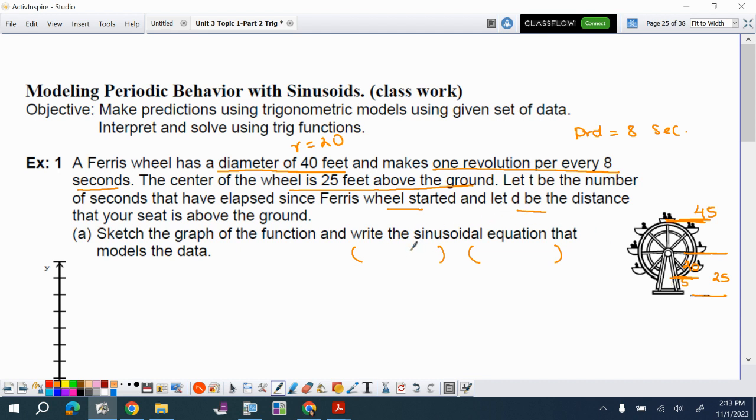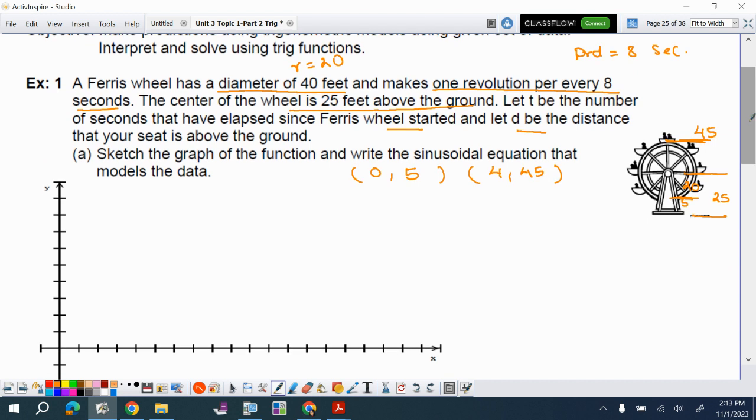Assume that at t equals 0, you are sitting in the lowest seat, which is 5. And 8 seconds later, you are back here. But halfway through, you are at the highest point, 45. So these are your 2 points, just like the previous example we did. Let's try to plot the points. At 0, imagine this is 5. We don't need to be very accurate. And 1, 2, 3, 4, you are at 45. Back 5, 6, 7, 8, you are back here. So pretend that this is the path of the Ferris wheel.